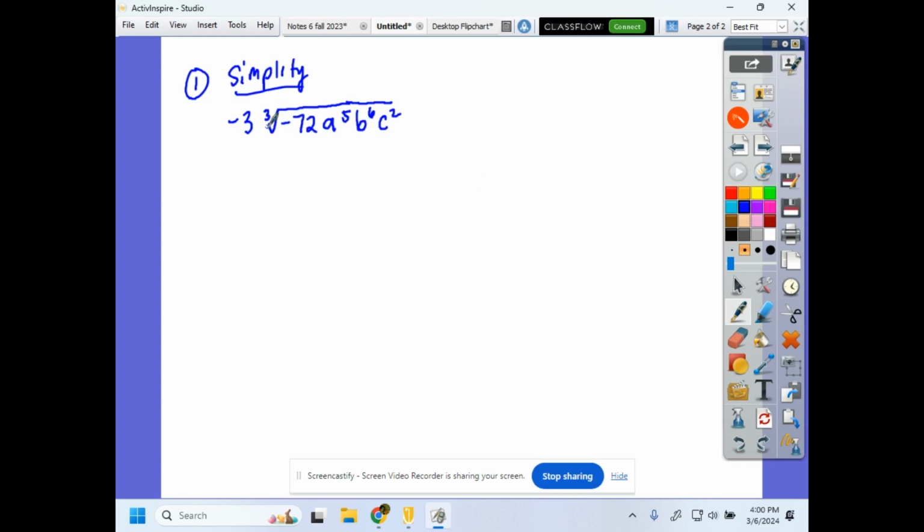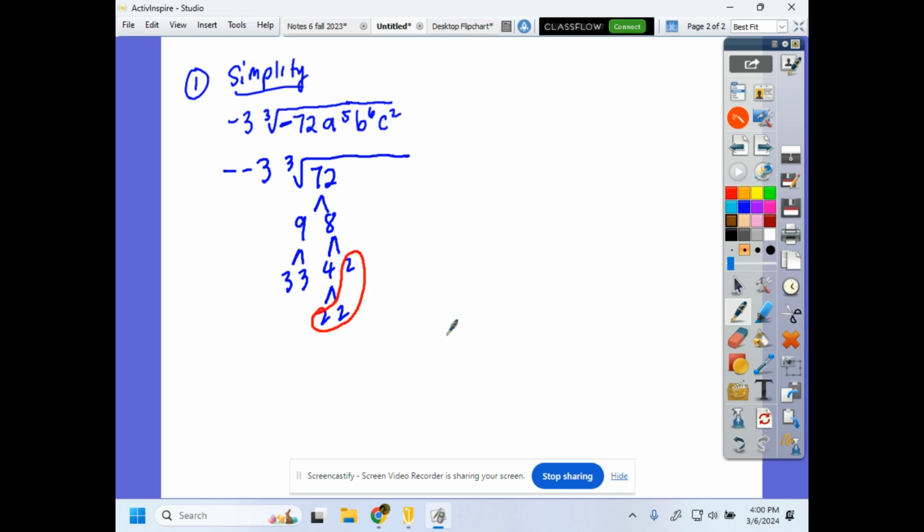So first, you have to understand that you have an odd root here. So this negative will come out. So this becomes negative 3 and cube root of 72. You can break down 72 to 9 and 8. 9 is 3 and 3. 8 is 4 and 2, 2 and 2. And the index is 3, so therefore there should be 3 in the group.